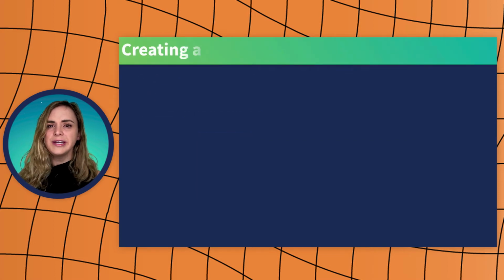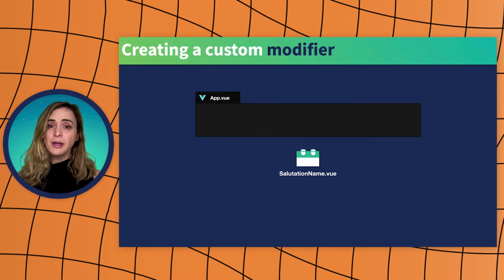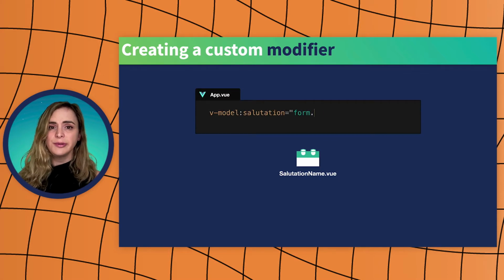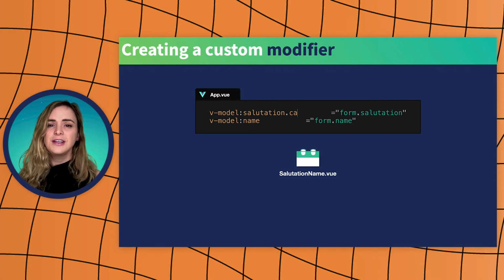Let's learn how to create our own modifiers by building upon the example salutation name component that we just created. We are going to first add the ability to pass in a modifier called capitalize to both of our bindings. But here's the twist. For the salutation binding, we'll go ahead and capitalize the whole acronym. For the name binding, we'll just capitalize the first letter.